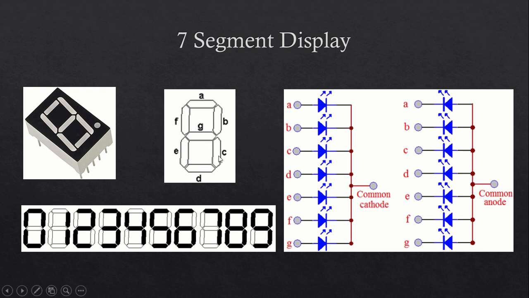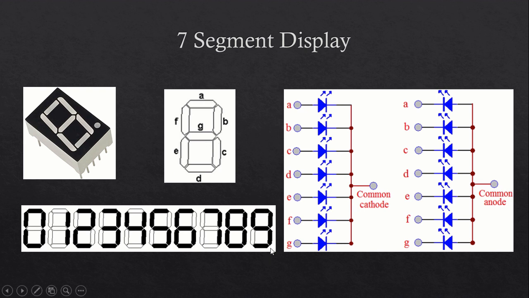B, C for 1. A, B, G, E, D for 2. A, B, G, C, D for 3. F, G, B, C for 4. A, F, G, C, D for 5. A, F, E, D, C, G for 6. A, B, C for 7. All 7 segments for 8. And A, B, C, D, F, G for 9.